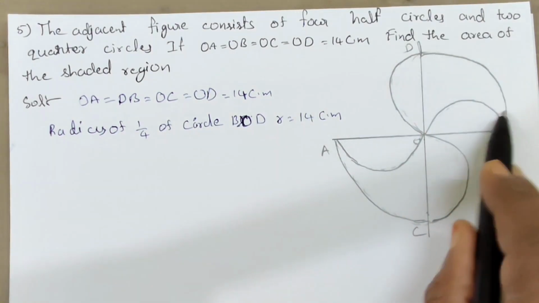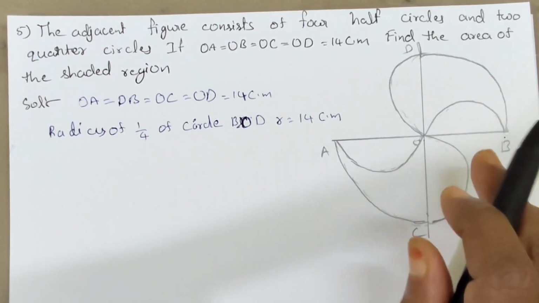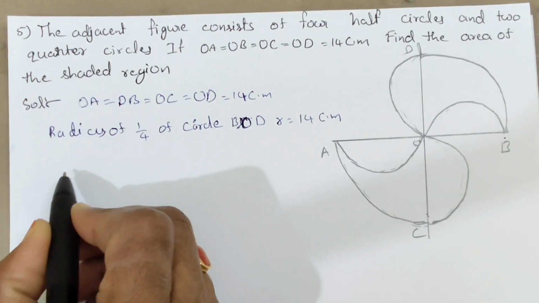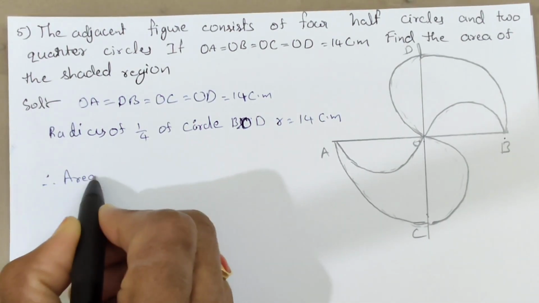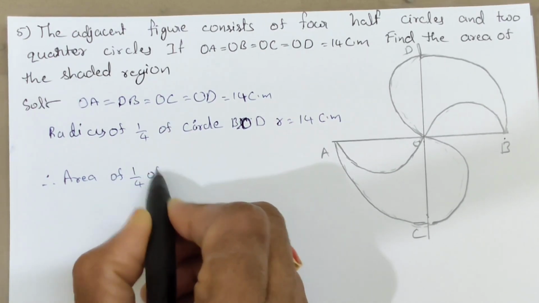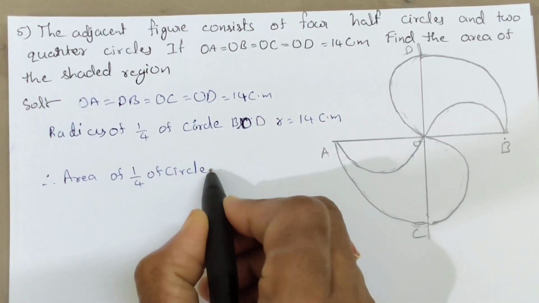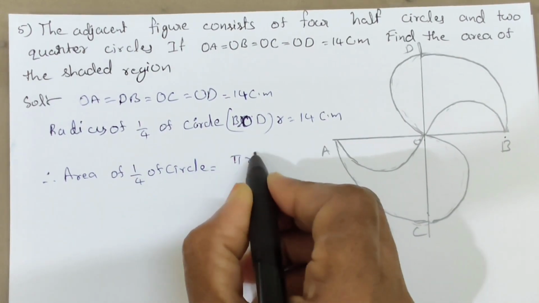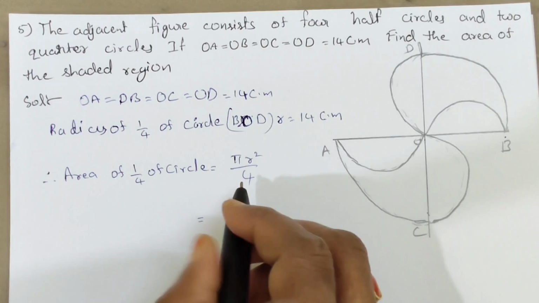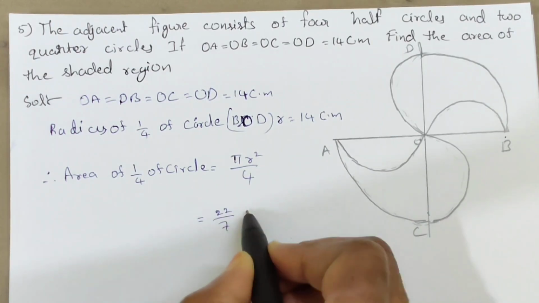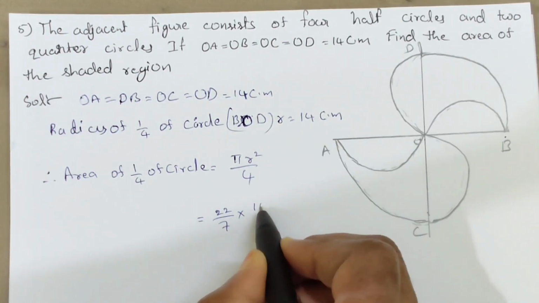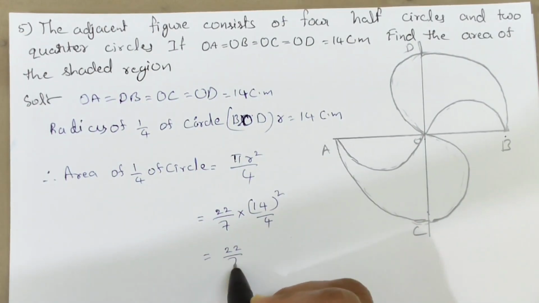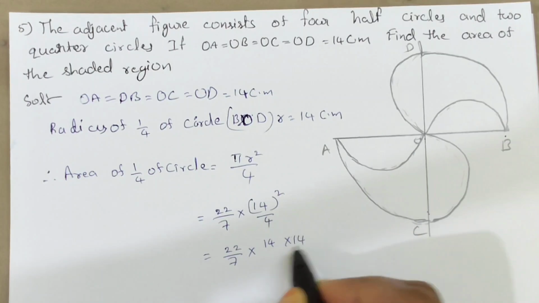Now this is the quarter part. First we find one quarter part. Therefore the area of 1/4 of a circle is equal to pi r square by 4. Here pi is 22 by 7, into r, where r equal to 14 centimeters, whole square, by 4. Now 22 by 7 into 14 by 4.